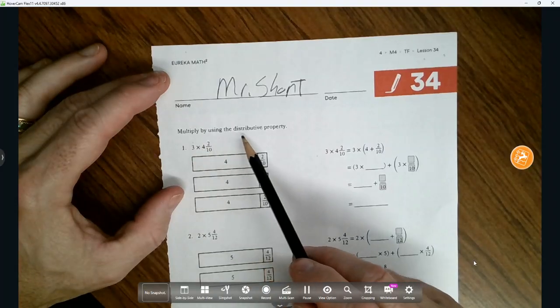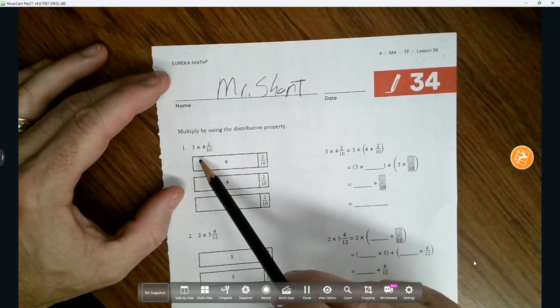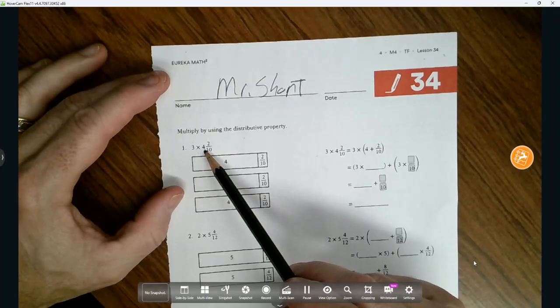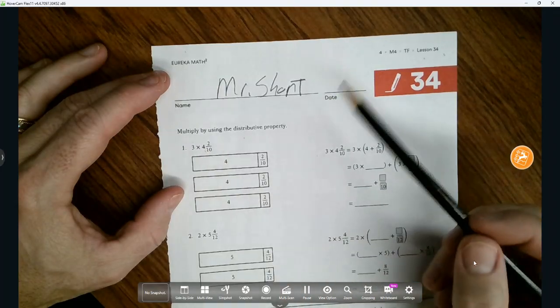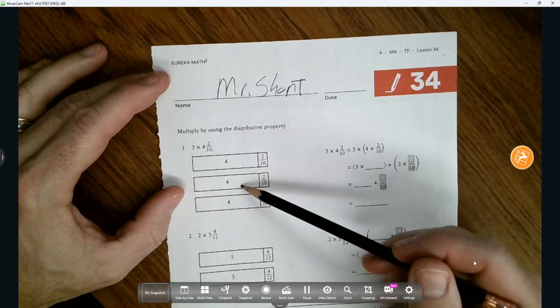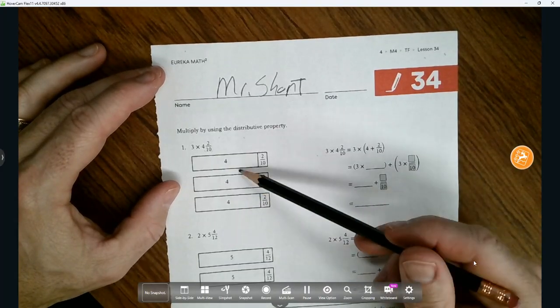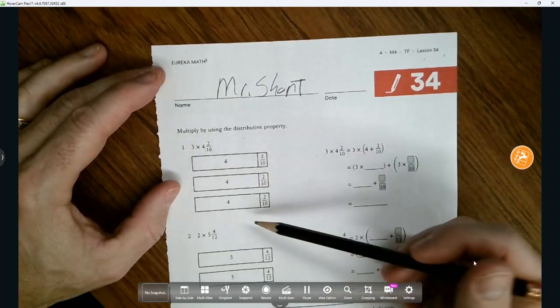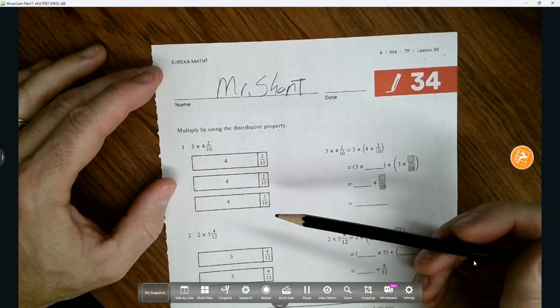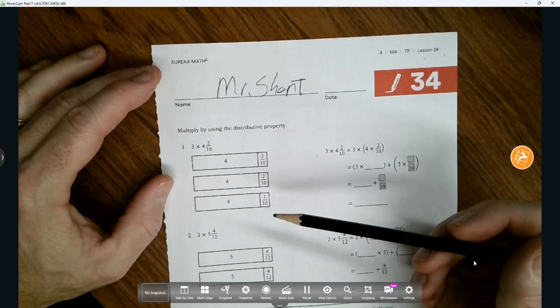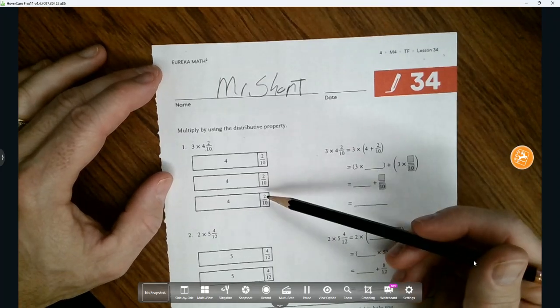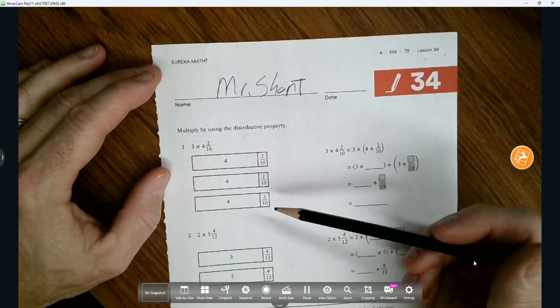Multiply by using the distributive property. So we have 3 times 4 and 2/10. So we have 4 and 2/10, 4 and 2/10, 4 and 2/10. So we're supposed to multiply. Well, they have it set up this way. We see it 3 times. So we could add this really if you want to. But why don't you multiply it first and then add it to see if you got the right answer.